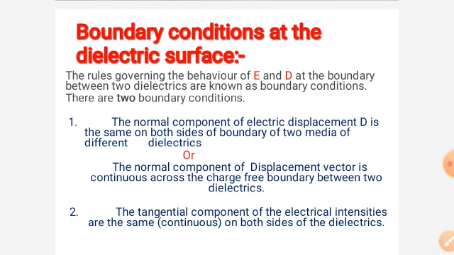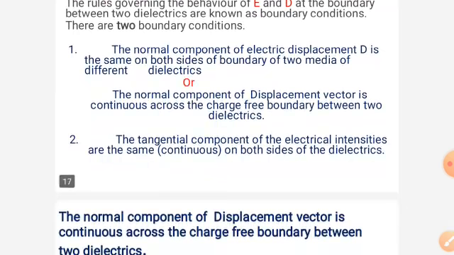First boundary condition is the normal component of displacement vector. The normal component of electric displacement is the same on both sides of the boundary of the two media of different dielectrics. It may be defined as: the normal component of displacement vector is continuous across the charge-free boundary between two dielectrics. Second one is the tangential component of electric intensities are the same on both sides of the dielectrics.